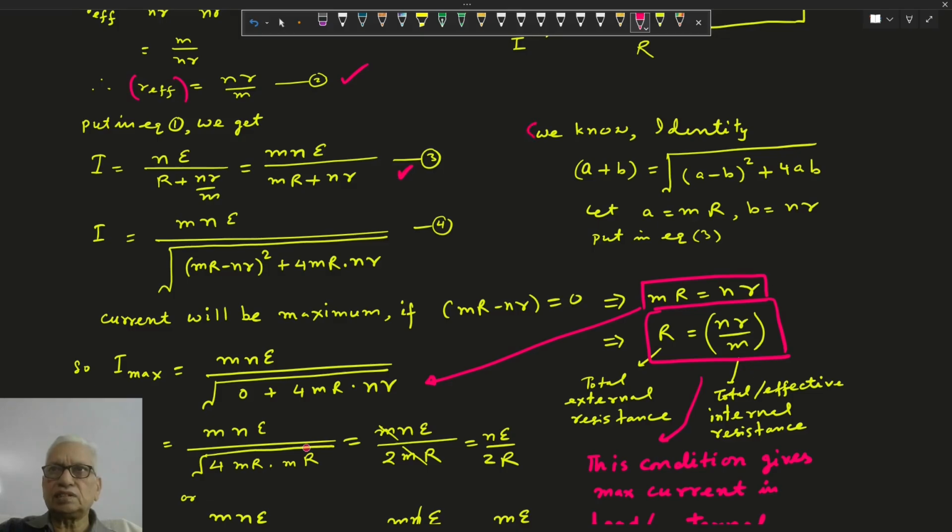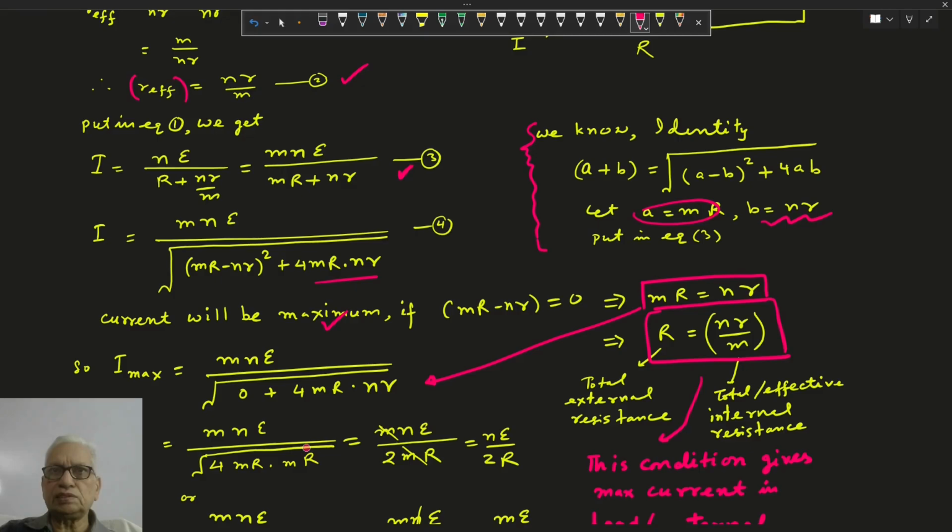Now we know the identity in math: A plus B equals under root of (A minus B) whole square plus 4AB. Let us use this identity here. Let us say A is equal to MR, and let B be equal to NR. So MR plus NR can be written with this identity as under root of (MR minus NR) whole square plus 4MR NR. Current will be maximum if the denominator is minimum.